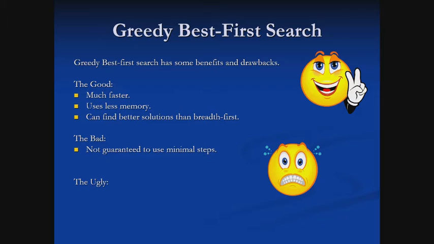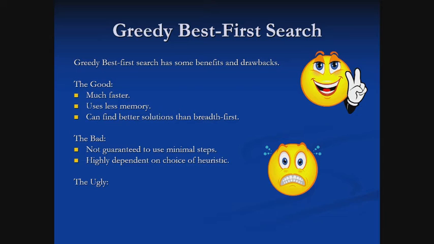The bad for greedy best first: we're not guaranteed to use minimum steps. We're not even optimal in any terms. We can't guarantee optimality at all. We saw that on the right side where we had that wall. It definitely did not find an optimal solution there. It's definitely going to be dependent on our choice of heuristic. We'll talk a little more about heuristics and what makes a good heuristic. Generally, though, if we can, we're going to use a straight line distance. We'll talk about why a little bit more later.